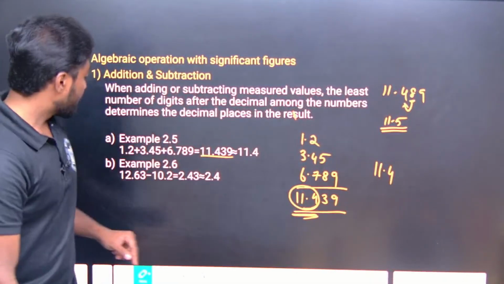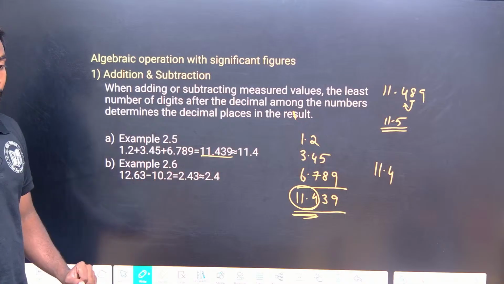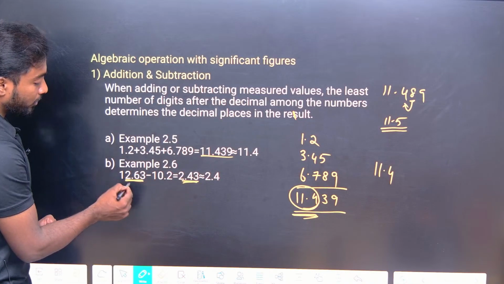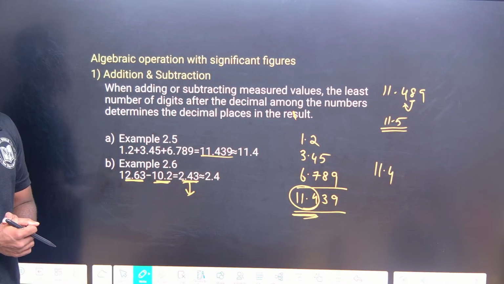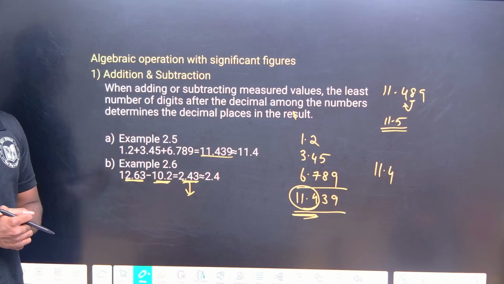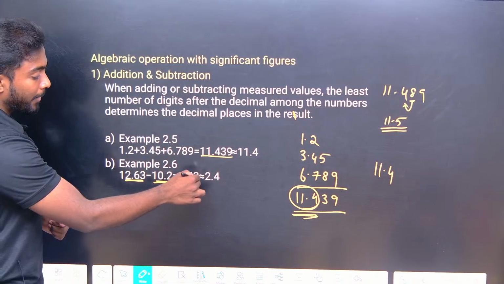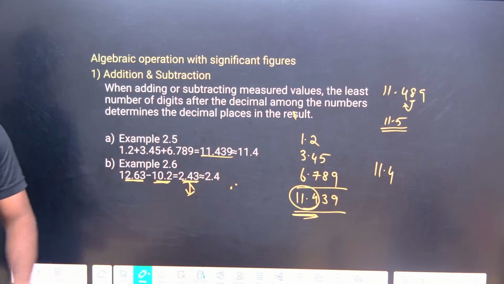Okay. So example 2, 12.63 minus 10.2. I am getting 2.43. So if I see here, 2 decimals and 1 decimal. So how many decimals do I need to take? Least decimal, how many? 1. So I need to take 2.4, but what is the next number? 3. No need to do anything, so write 2.4 as it is.